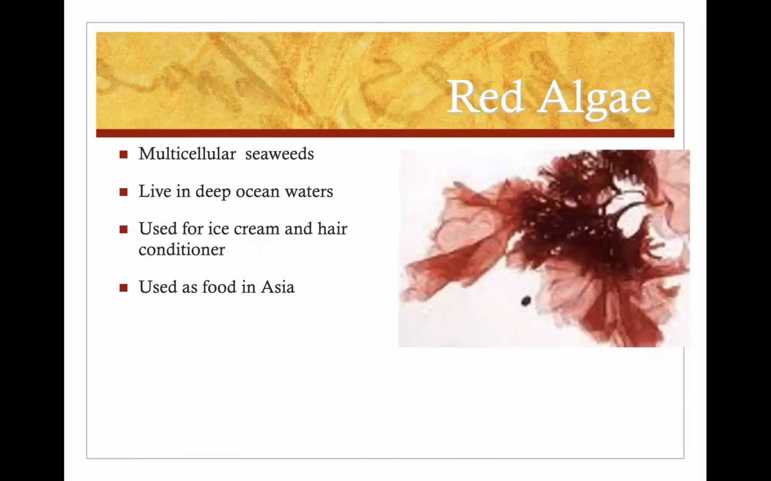Other plant-like protists, we have red algae. Multicellular seaweeds. They live in deep ocean waters. They're used for ice cream and hair conditioner, and they're also used as food in some parts of the world. So this is our red algae.